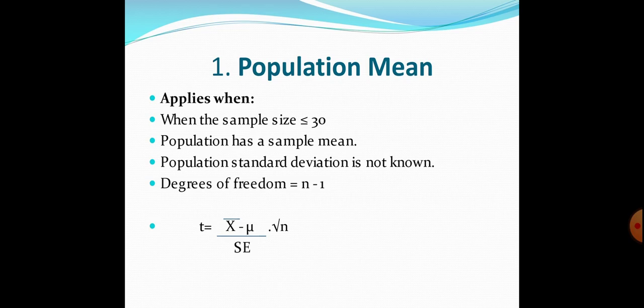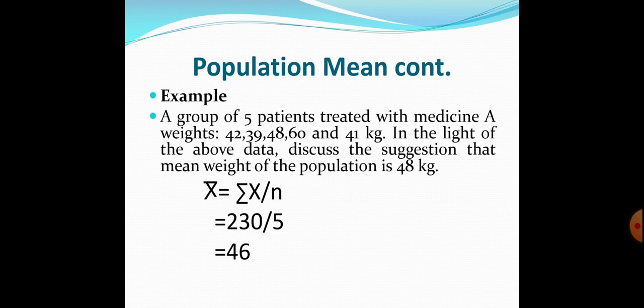Now let's elaborate it with the help of an example. Now consider this example. A group of 5 patients treated with medicine A weighs 42, 39, 48, 60 and 41. In the light of the above data, discuss the suggestion that the mean weight of the population is 48. Now consider this line carefully, that a sample is given to you. It is a single sample and you have to compare the mean of the sample with the standard mean, with the hypothetical mean, with the population mean.